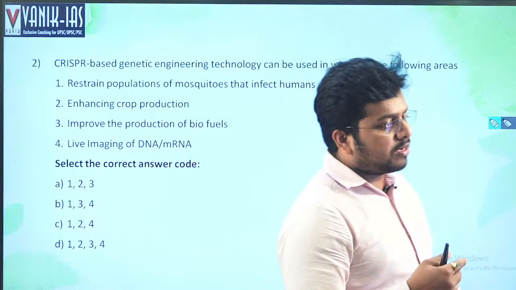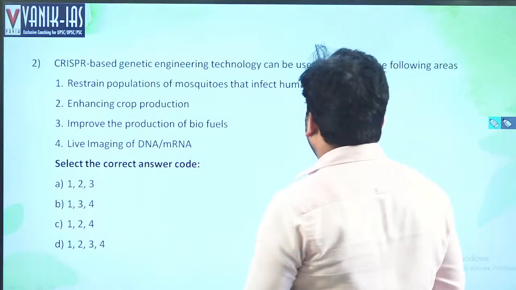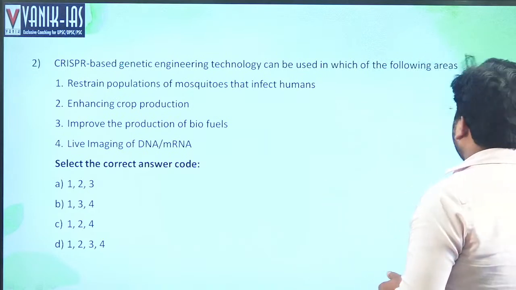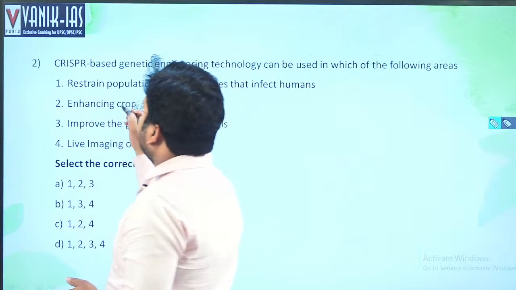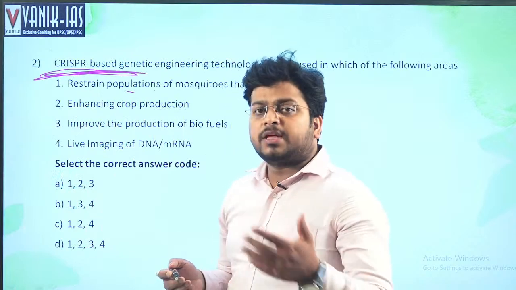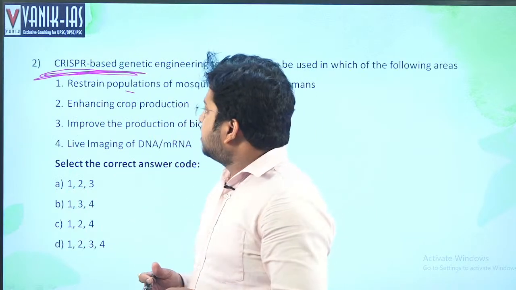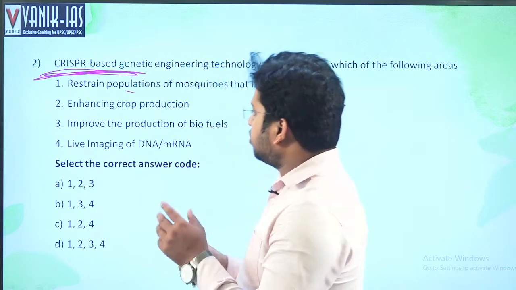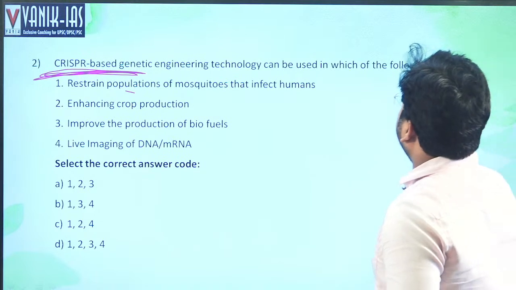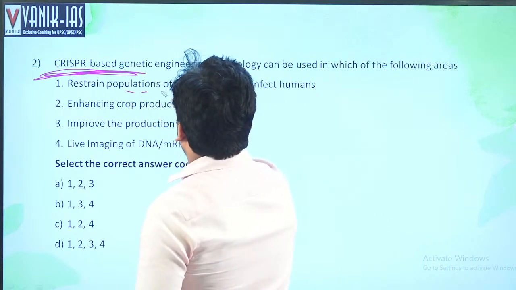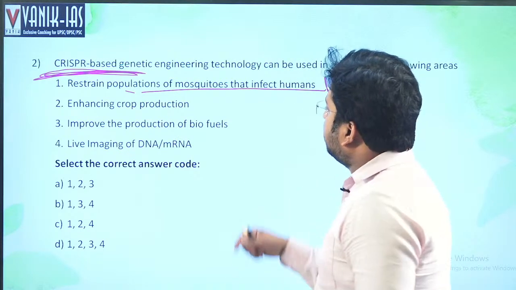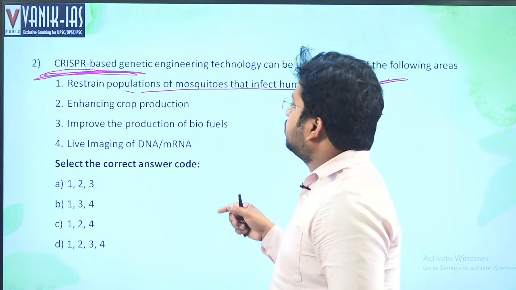So it is applicable for prevention of a disease also, and there are various applications of genetic engineering. The technology that is called CRISPR technology is the molecular scissors. It uses molecular scissors to cut certain genes. That is called CRISPR technology. It can be used in which of the following areas? Restrain the population of mosquitoes that infect humans. It is right. It can restrain the population of mosquitoes, right?